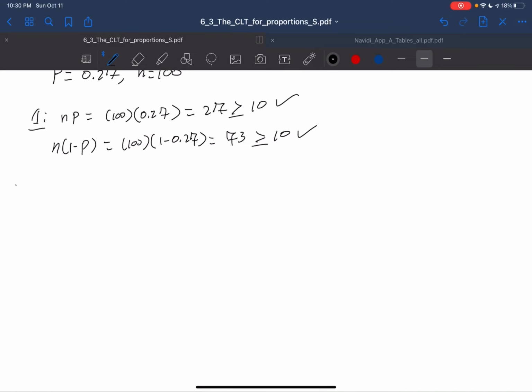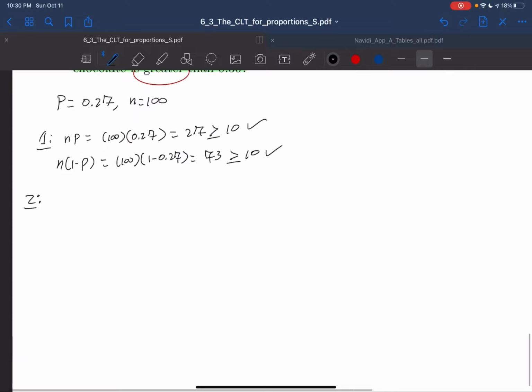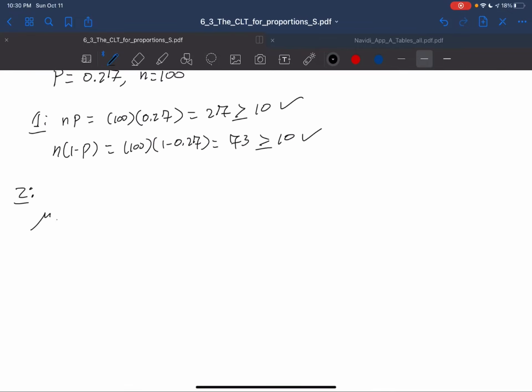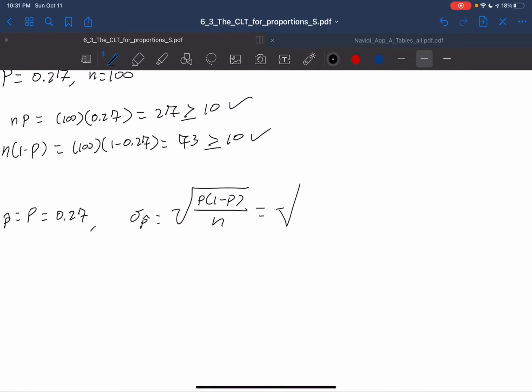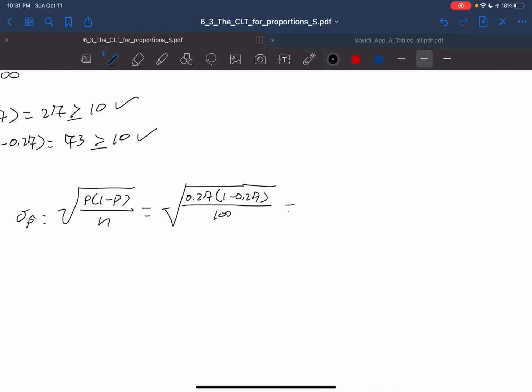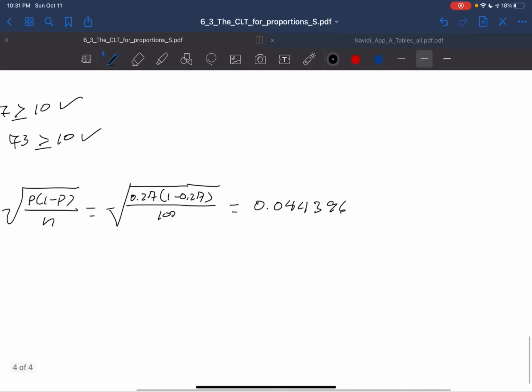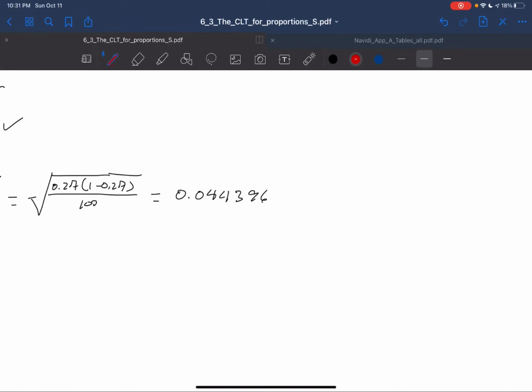So step 2. We want to know what the mean of our p hat is, which is just the population proportion p, which is equal to 0.27. And our standard deviation is the square root of p times 1 minus p over n. If you plug in these values, this will be equal to 0.044396.